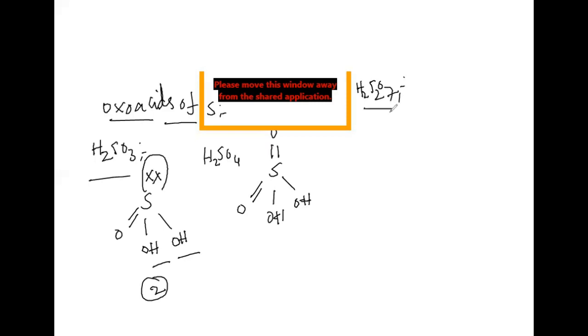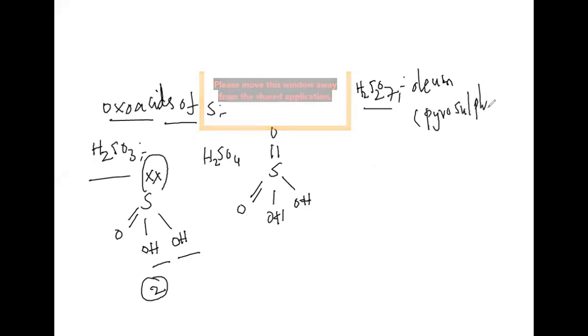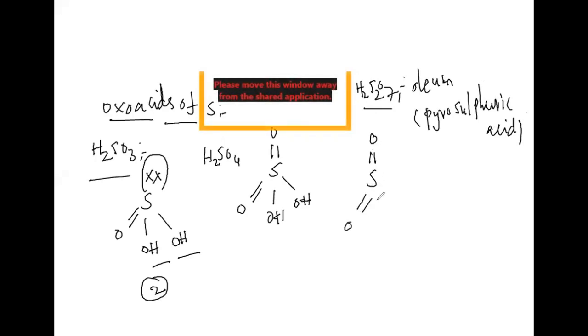Now, come to this H2S2O7. What is the structure of this one? Oleum you said. What is the name of this one? The name of this particular one is pyrosulfuric acid. The structure we can draw like S double bond O, S double bond O, OH, then oxygen, then S double bond O, S double bond O, OH we can take.